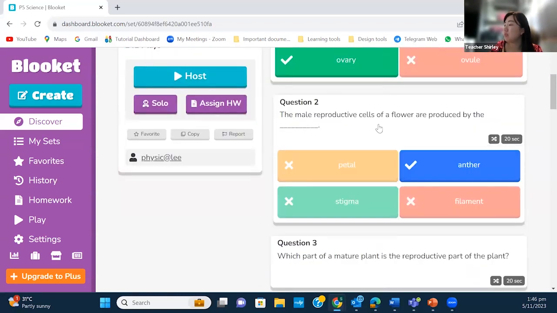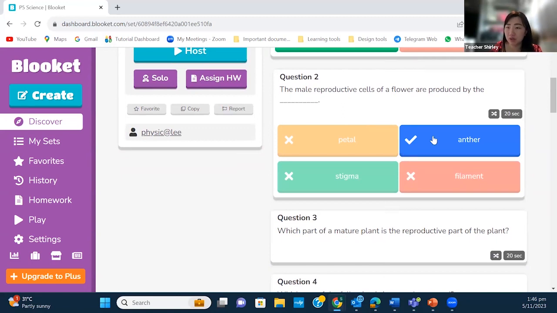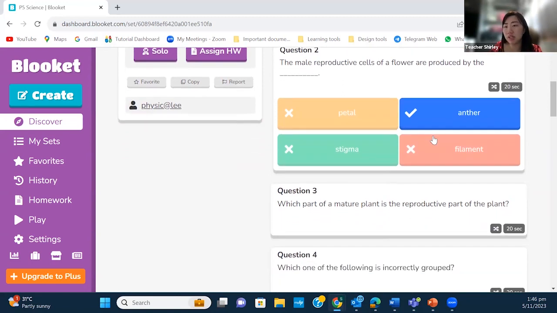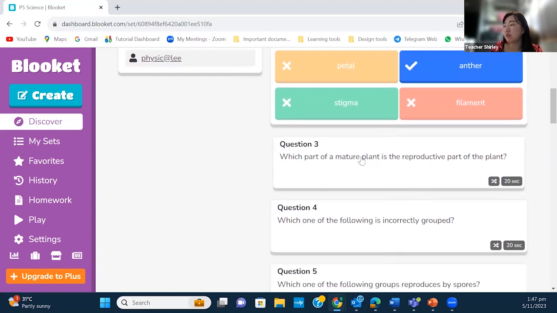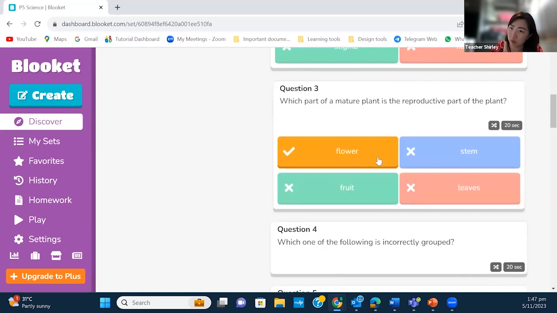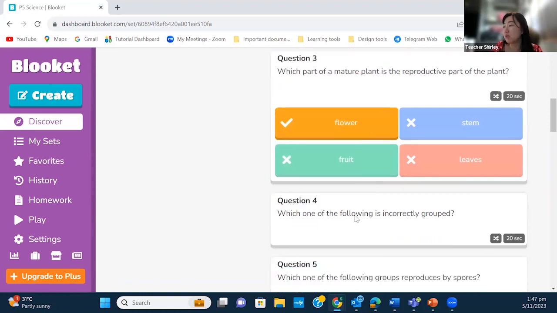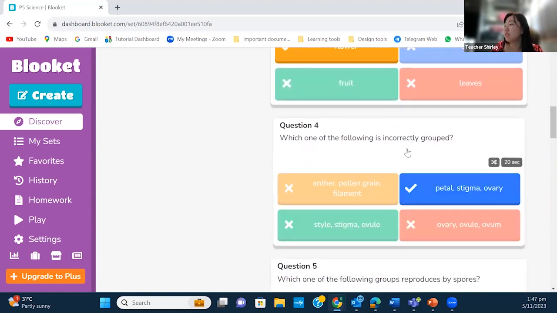The male reproductive cells are produced in the anther. These are just information that you might want to know first before you go into P5 next year. Which part of the mature plant is the reproductive part? It is the flower. The reproduction always happens in the flower. Only when the plant has flowers will it be able to reproduce sexually. Which one of the following is incorrectly grouped?